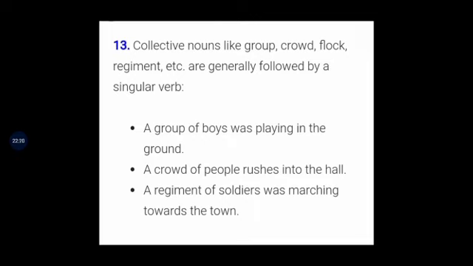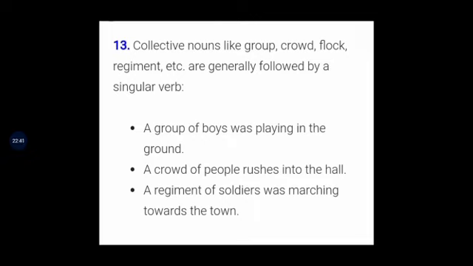A group of boys was playing in the ground. We cannot say a group of boys were. So here a group is singular. So here we need to take the singular form of the verb. Was playing in the ground. A group of boys was playing in the ground.